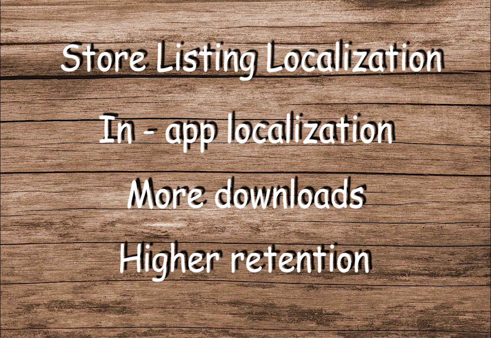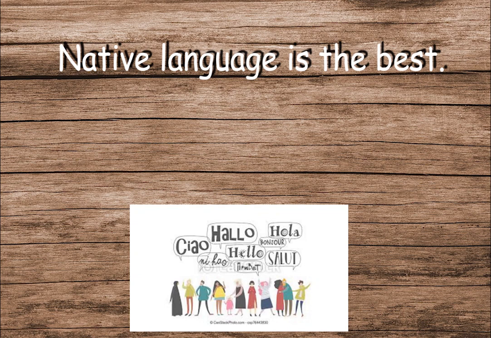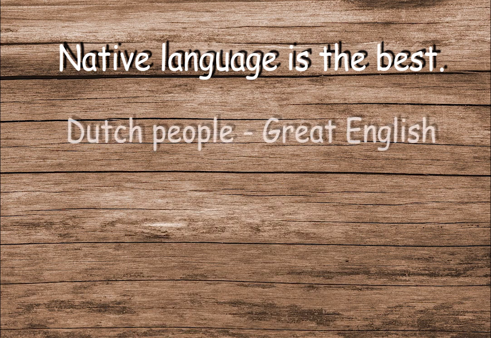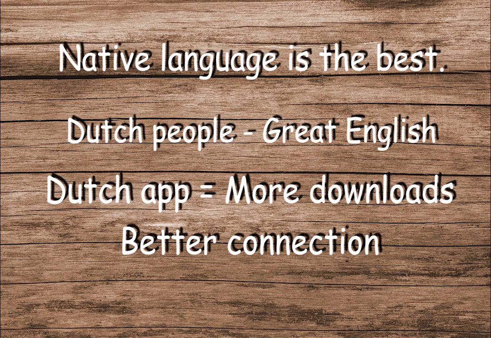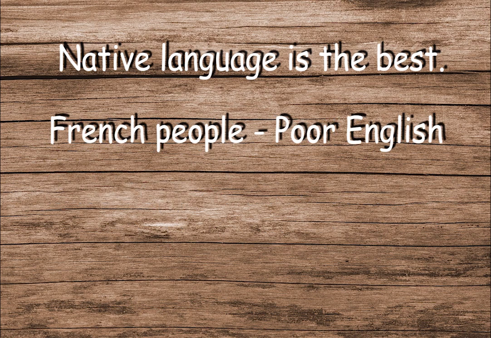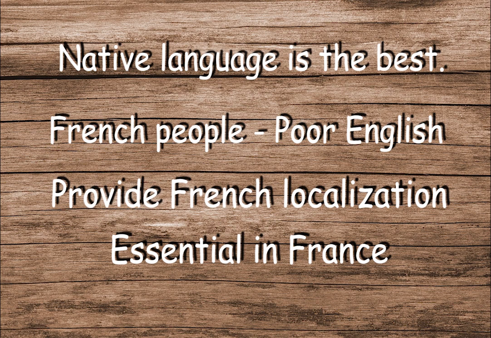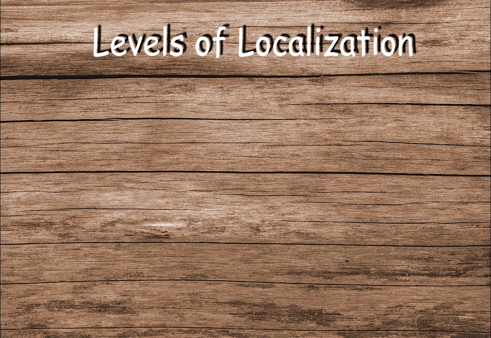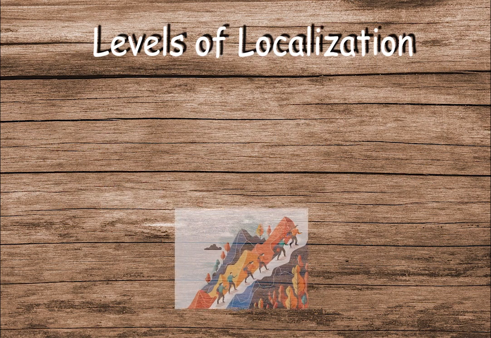for longer times. Even if the people of a specific region know English pretty well, it doesn't guarantee they won't feel more connected to their mother tongue. For example, Dutch people usually have great English skills. You will still be better off translating to Dutch if you want them to connect better with your app. French people usually have poor English skills, therefore you would like to provide French localization if you want them to use it at all.